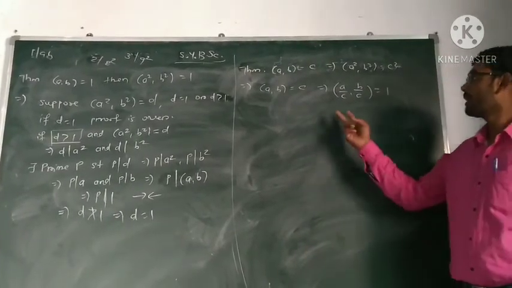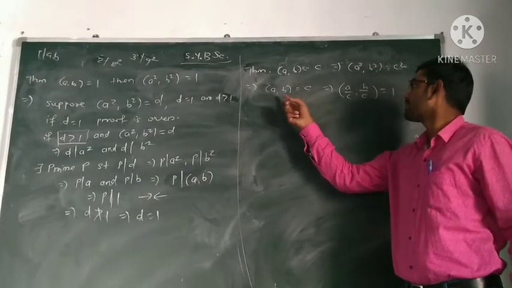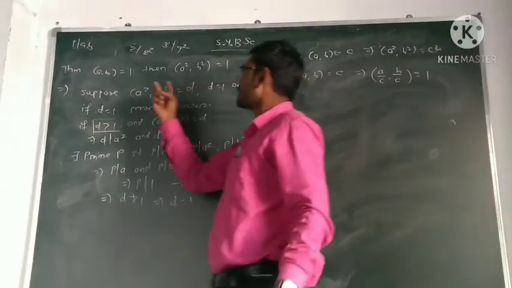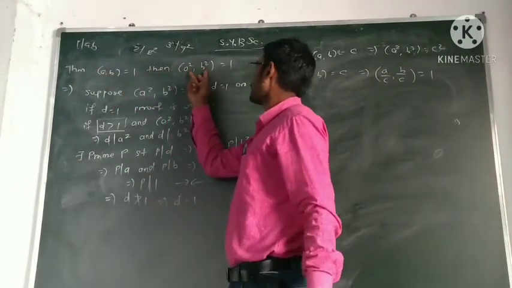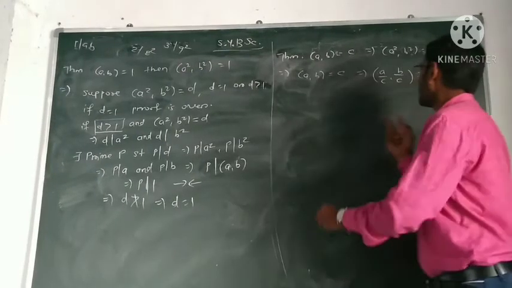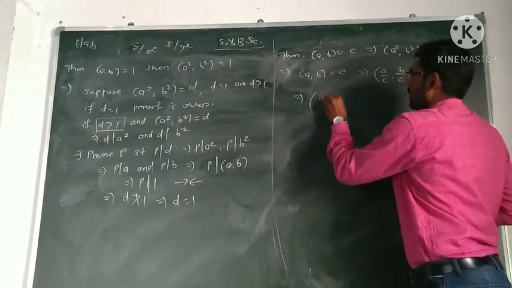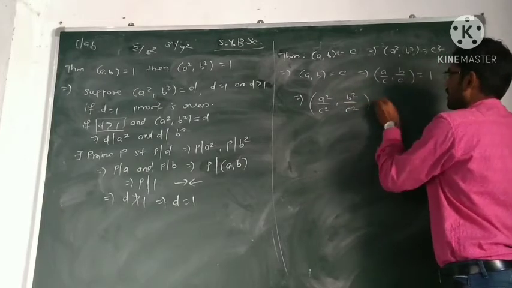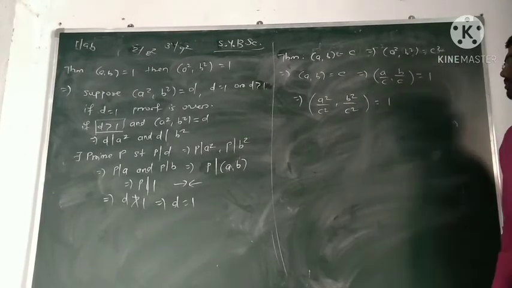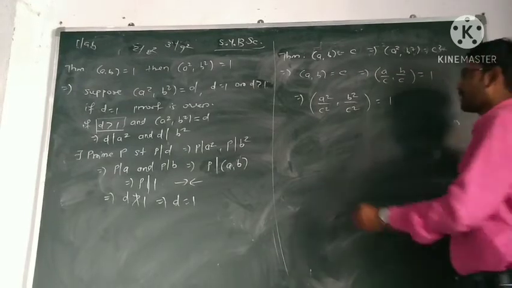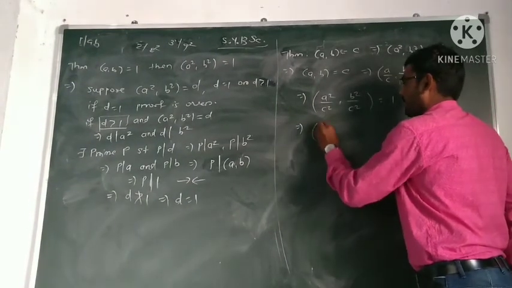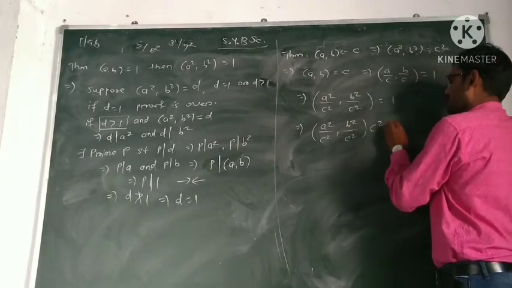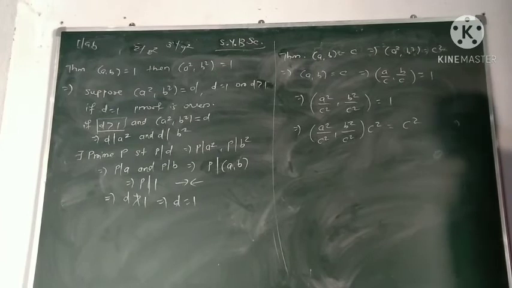You know this property: GCD of A and B is C, so the GCD of A by C and B by C is equal to 1. Now we will use the previous theorem. The GCD of two integers is 1, so the GCD of their squares is also equal to 1. This implies GCD of A square upon C square and B square upon C square is equal to 1 square, so 1. Now multiply both sides by C square. This gives GCD of A square and B square, times C square, equals C square into 1, which is C square.